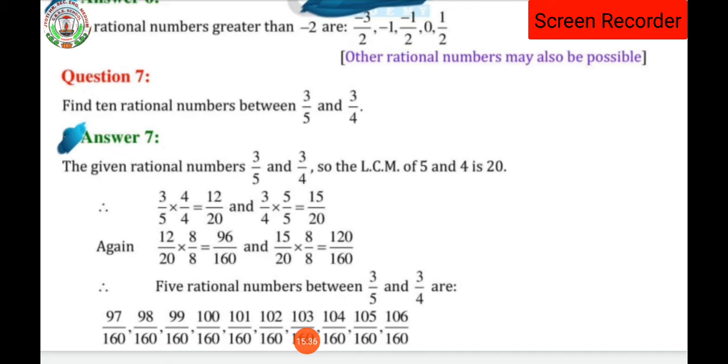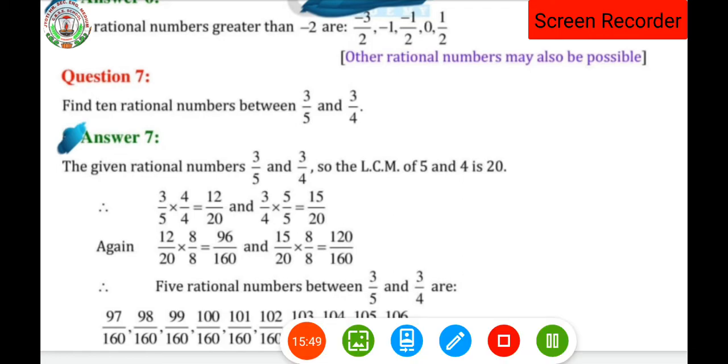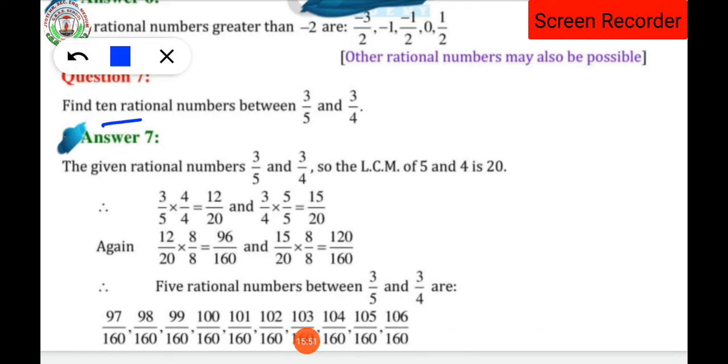Okay, so let's see what is said in question number 7. In question number 7 it is said: find 10 rational numbers between 3/5 and 3/4. How many rational numbers are asked? 10 rational numbers. So for 10 rational numbers, what do we have to do? Look at the denominators: 5 and 4. So it is an unlike term.